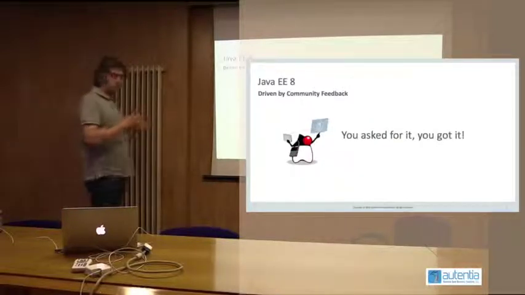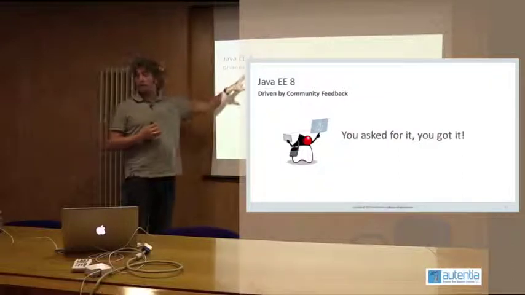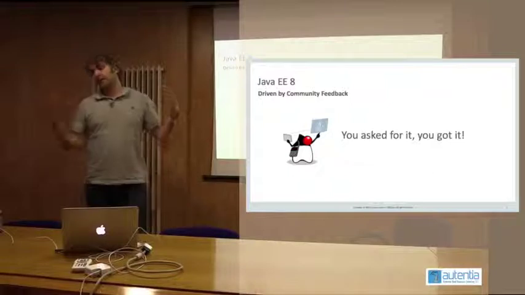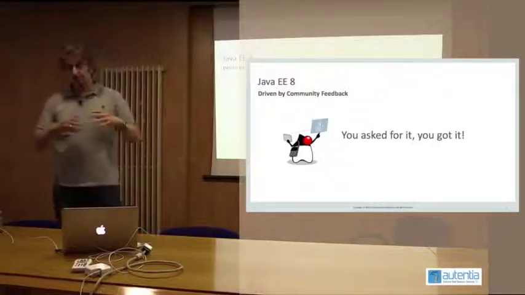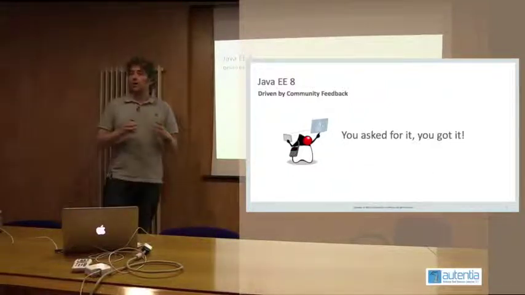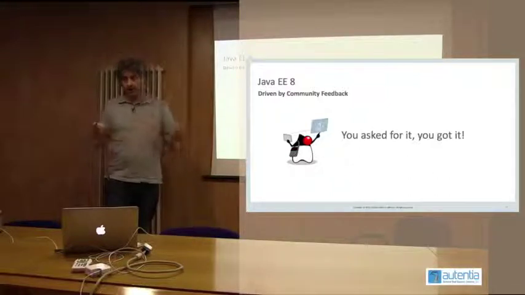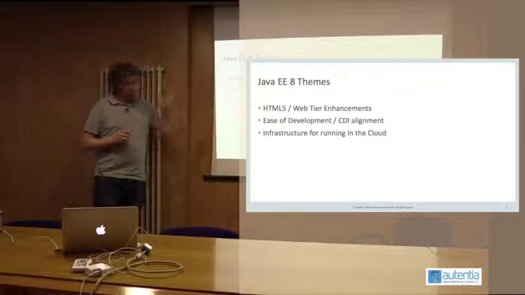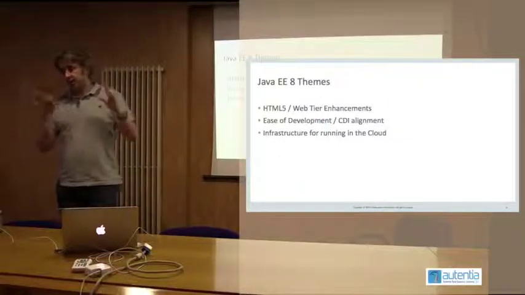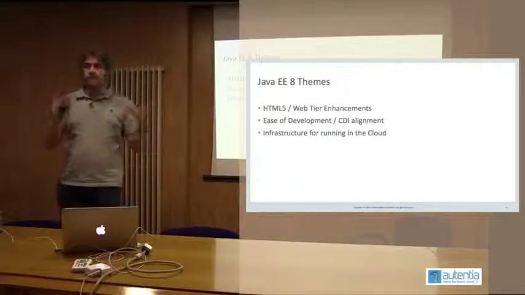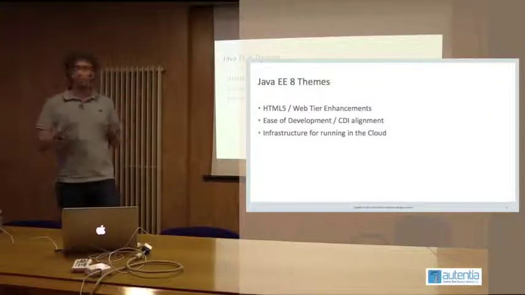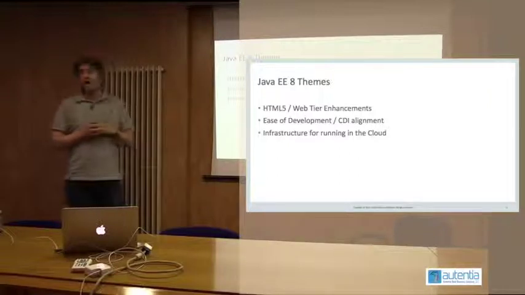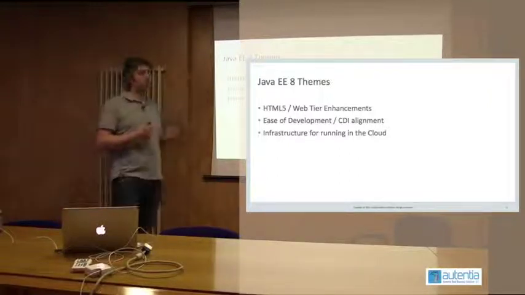So we took that and we started really to work on Java 8. This is basically what I will present tonight. This is really, as of today, the state of Java 8. Keep in mind, everything can still change. So we took those various features and we tried to combine them together to have some themes for Java 8. So the early themes, as of today, of Java 8: HTML5 web tier enhancements.